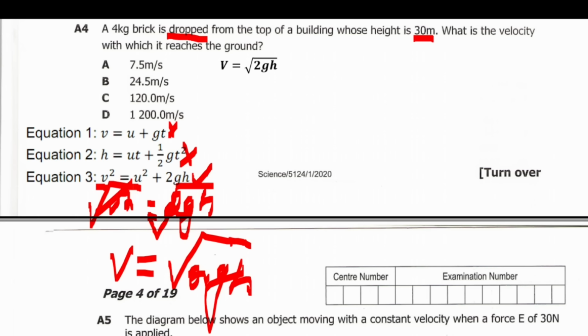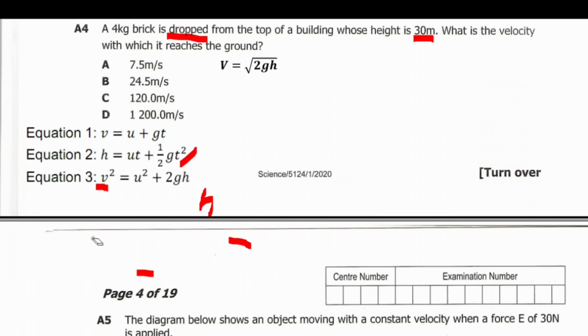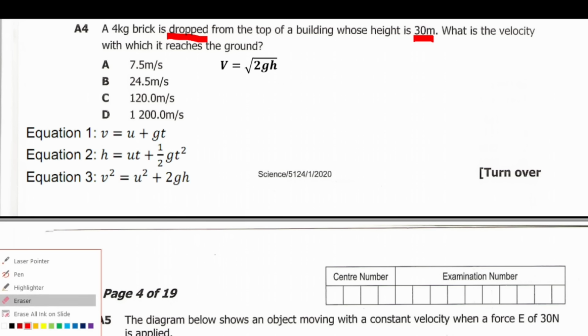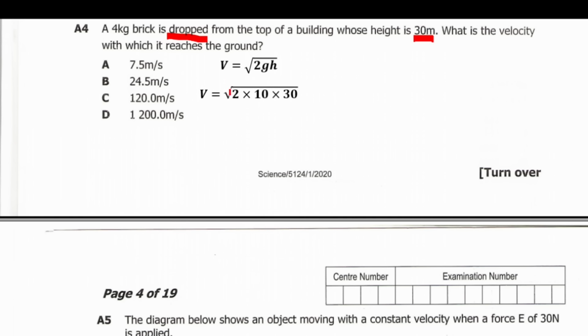So let us continue now working out this problem. After having this formula, what we are going to do is substitute the values in the equation here. So we are going to say v is equal to the square root of 2 times, where there's g we put 10, times, where there's h we put 30. So this is what we are going to have: 2 times 10 times 30. Then multiply these values under the square root, we get 600. When we square root 600, we get 24.49 meters per second, meaning our answer is B.